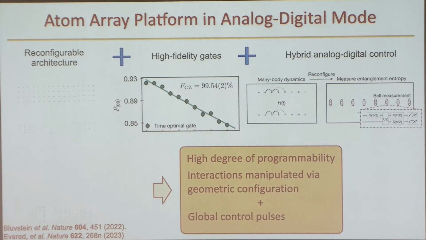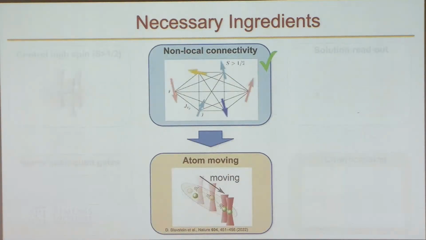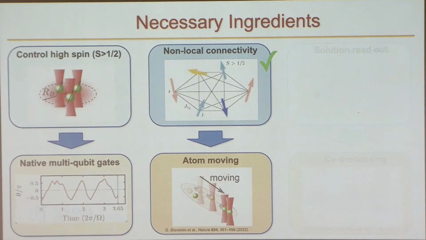The interactions can be manipulated just by the geometry. Our pulses are fully global, so we cannot, with the pulses, address single atoms. So it's very controllable, but not unlimited. So with that, the non-local connectivity is already done because we can always move the atoms close enough together that we need to interact. So how do we do the high spin?